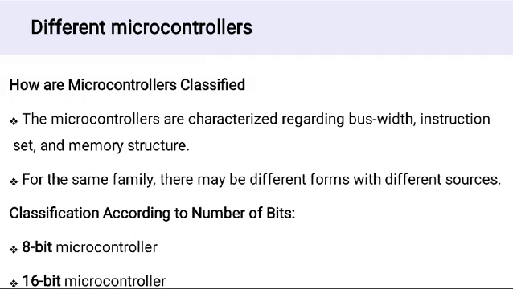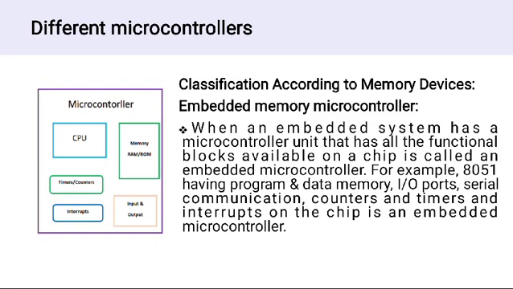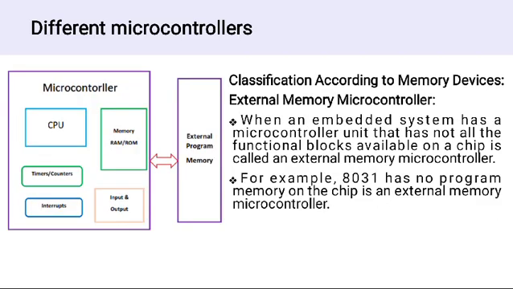For the same memory, there are different forms with different sources. 8-bit microcontroller, 16-bit microcontroller. Classification according to memory devices. Embedded microcontroller: when an embedded system has a microcontroller that has the functional blocks available on a chip, it is called an embedded microcontroller. For example, 8051 having program and data memory, IO memory, serial communication, counters and timers, and interrupts on the chip in an embedded microcontroller.